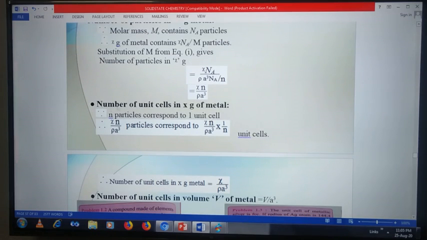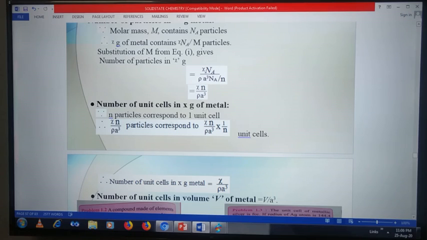Similarly here, the number of unit cells in x gram of metal. As we have provided the amount of the substance, in that particular amount of substance, how many unit cells are present? We know that n particles correspond to one unit cell. In that unit cell, suppose there are n particles, then for this number of particles, how many unit cells are there? For the n particles, there corresponds one unit cell. So for x n upon rho a cube particles, how many unit cells?